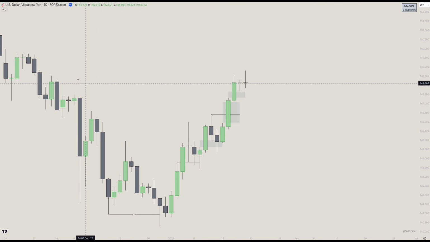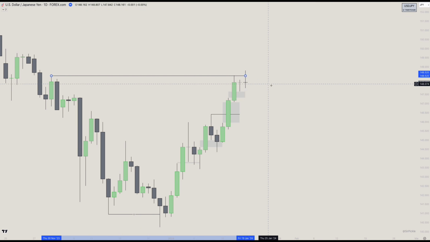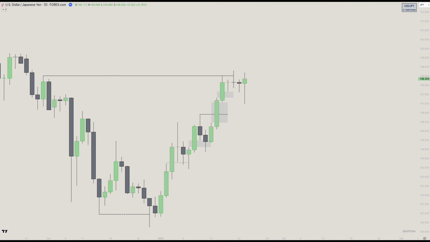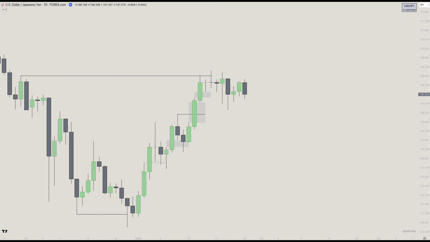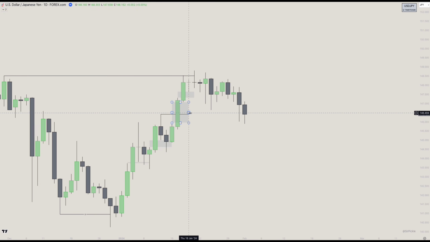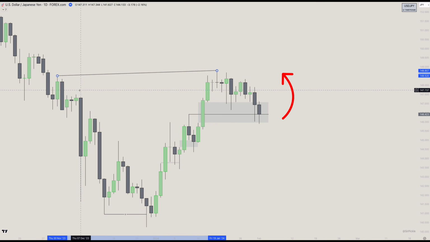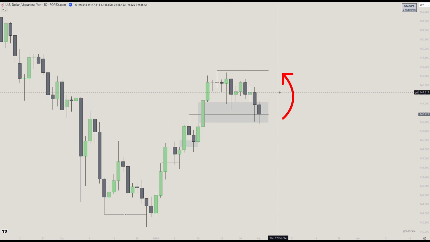If you look to the left, we have just swept this swing high as well. So I want to see ERL to IRL. And as you can see, we are going for this lower fair value gap with the overlapping order block right there. So from here, I want to see IRL to ERL, ultimately targeting this swing high.